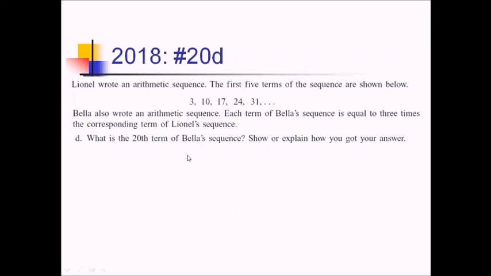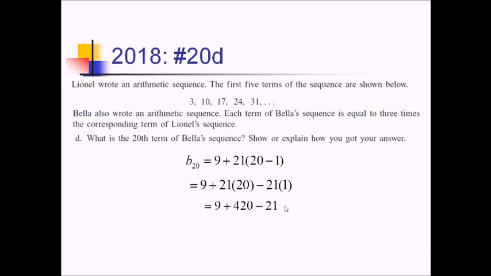For part D, we want to know the 20th term of Bella's sequence. So we're going to take what we got for Bella's formula, which was, again, 9 plus 21 times m minus 1, and just plug 20 in for m. So now we've got 9 plus 21 times 20 minus 1. Now this is a non-calculator section, so you could make this 19 and then multiply it out by hand. I just chose to distribute 21 to both of these, like so. So I've got 21 times 20, which is 420, minus 21. This gives us 429 minus 21, which is 408.